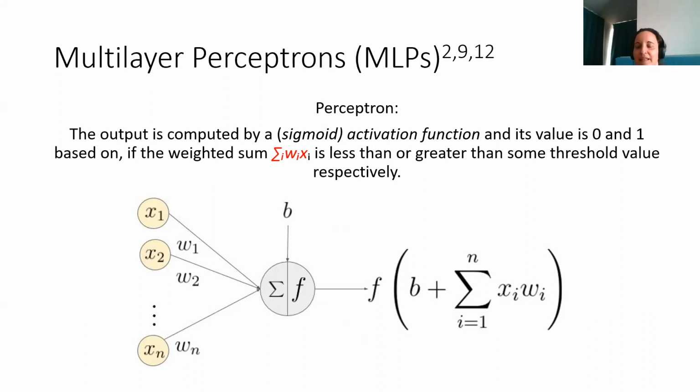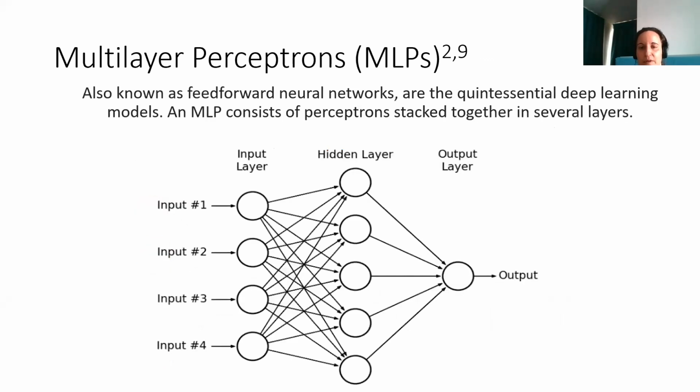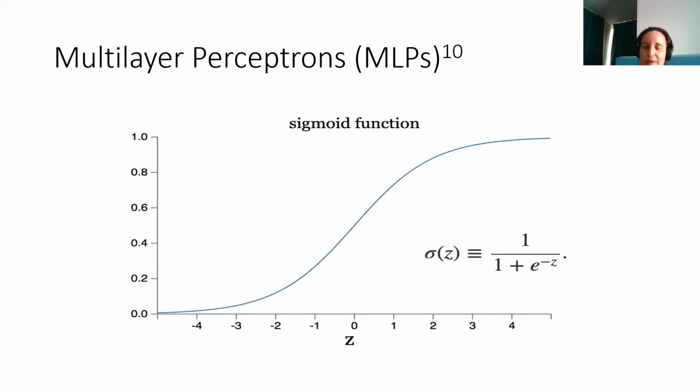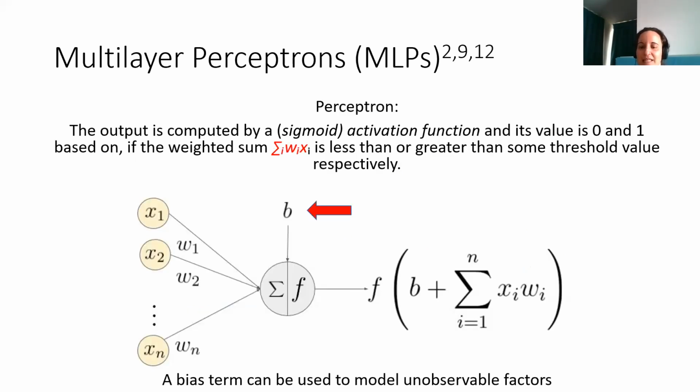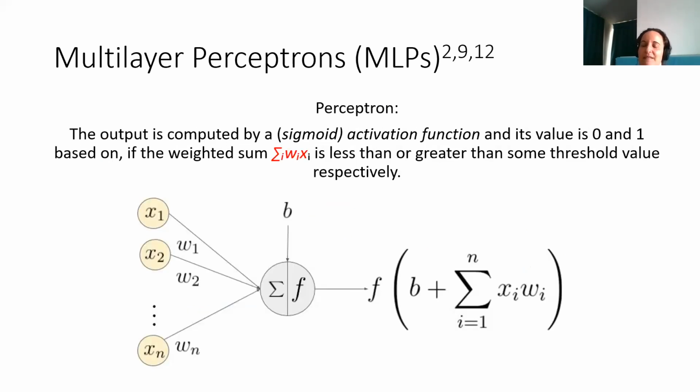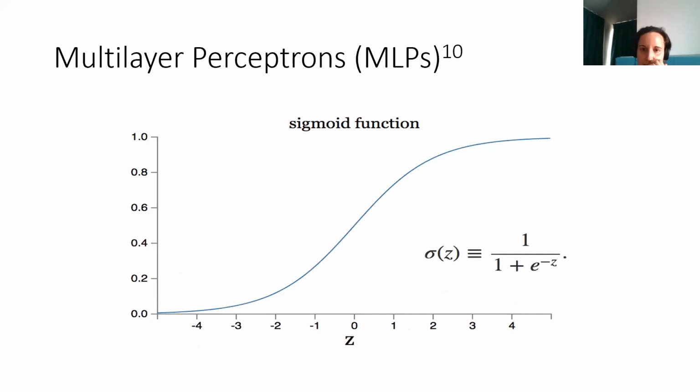And this function, in the original perceptron, was what we call, let's see, the sigmoid function, which basically, as it says here, produces 1 if the weighted sum is greater than some threshold, and 0 otherwise. And it is a continuous function, the sigmoid function.